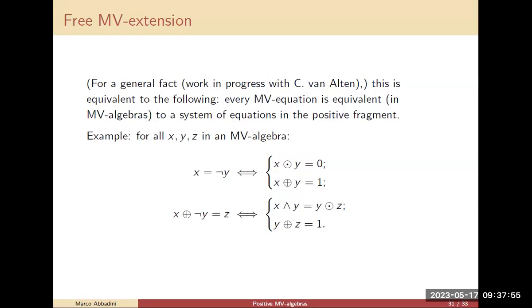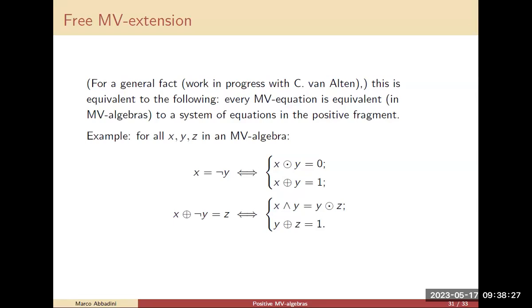Actually, I was really wondering if the variety generated by the quasi-variety happened to be finitely based. I conjecture it's not finitely based. Also, because there is a similar result for L-monoids, where the variety generated by the L-monoid R is not finitely based.